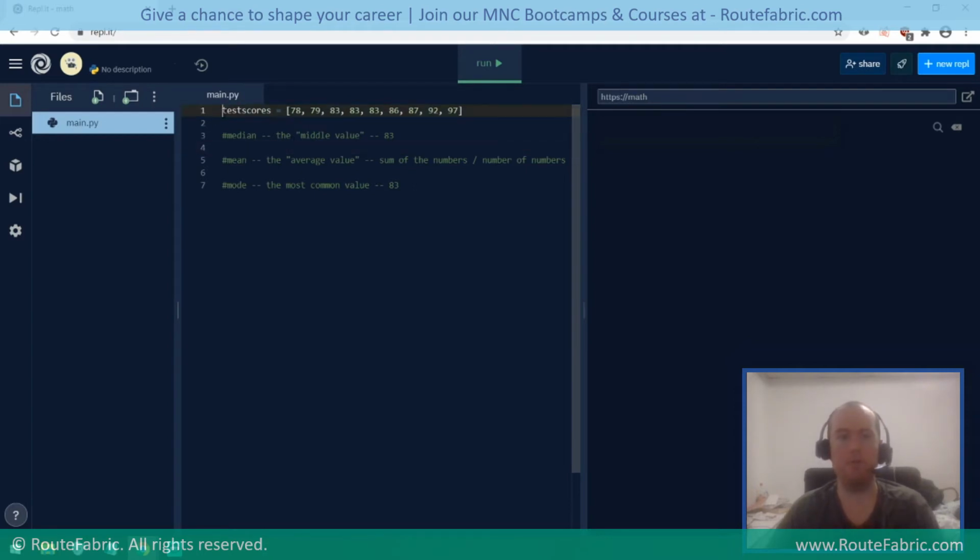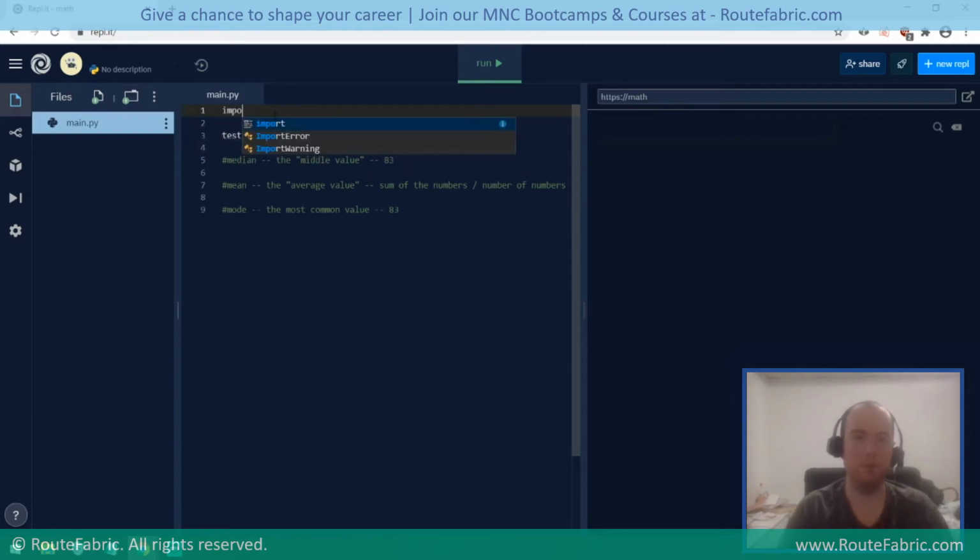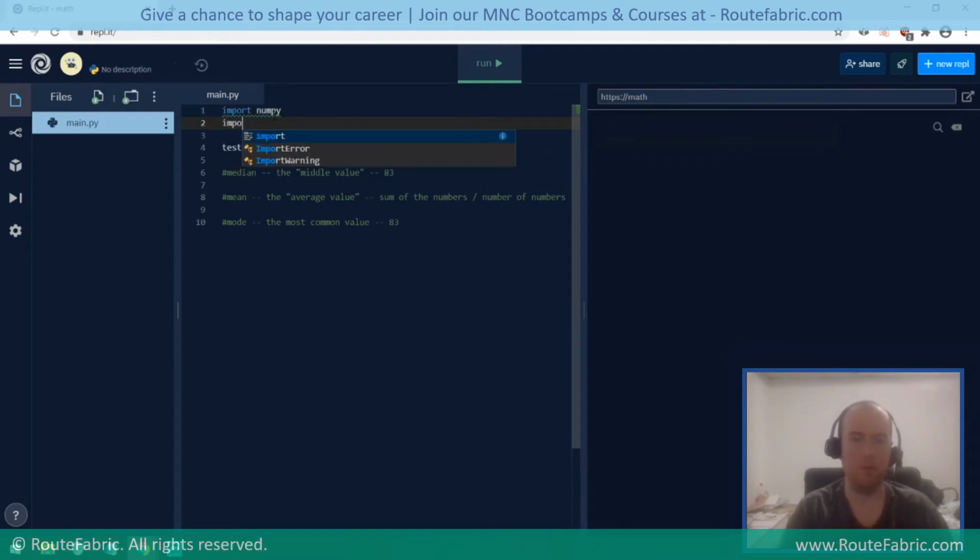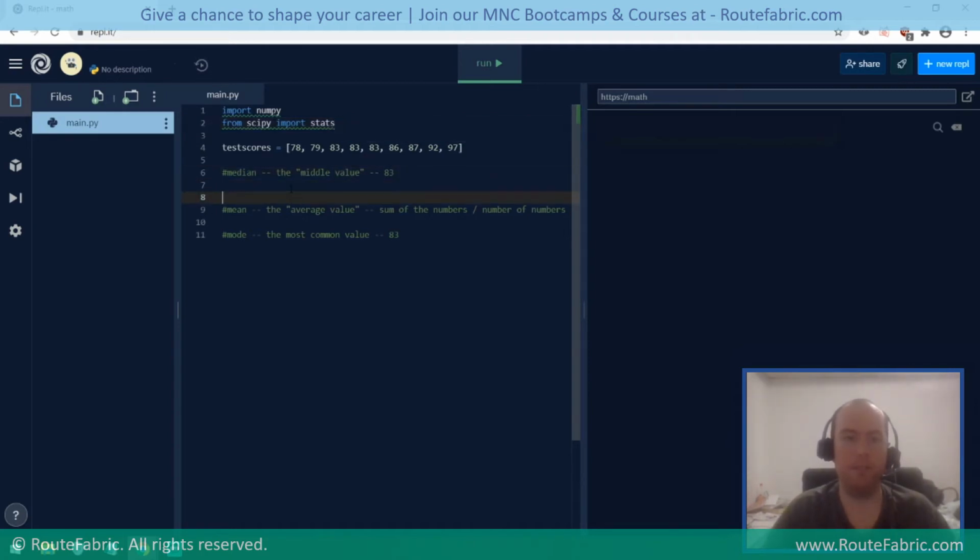If we wanted to find these 3 values, we'd have to import 2 modules. We can import the NumPy module, and then we also have to import, well, not the SciPy module. From the SciPy module, we have to import the statistics or stats module. And now we have access to these 3 functions.